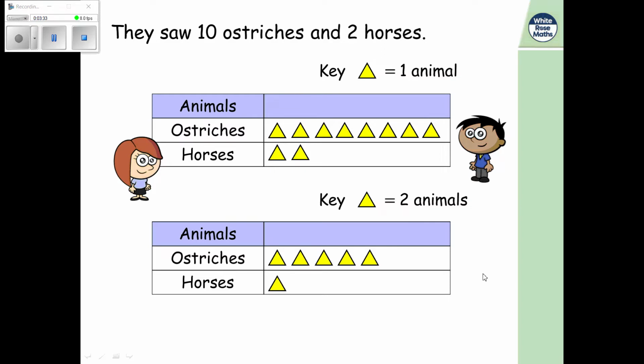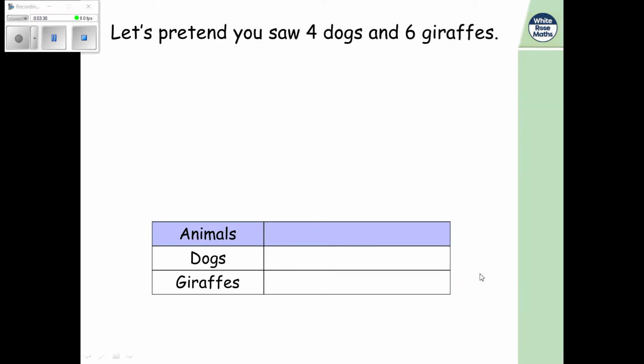So well done if you already knew that you were counting your 2 times tables and that you would need that amount of triangles. So let's pretend you saw 4 dogs and 6 giraffes. The most important bit again is the key when you're looking at pictograms. So pause here and think about how many triangles you would need if you saw 4 dogs and 6 giraffes. Again, a very extravagant walk. Okay, so because every triangle means 2, so 2, 4. And we've stopped there because we only need 4 dogs. Counting again in our 2s until we get to 6.